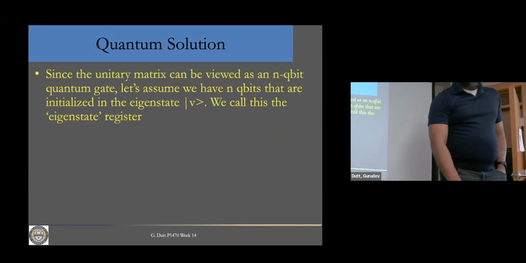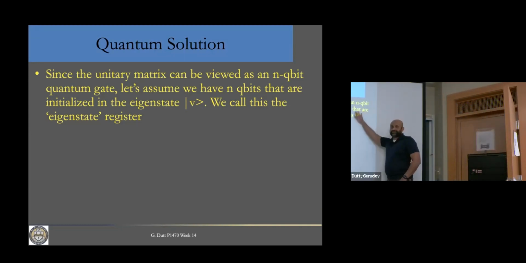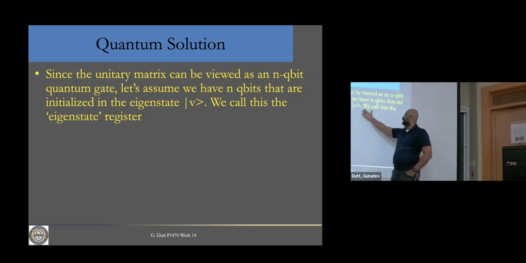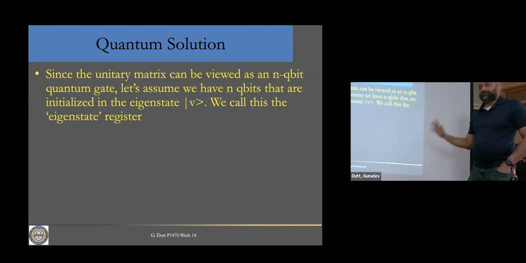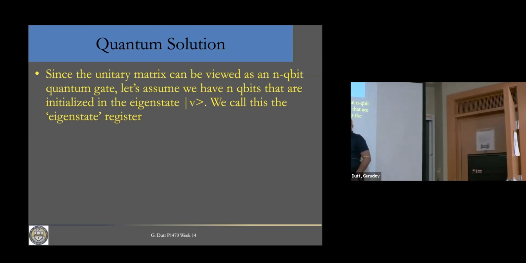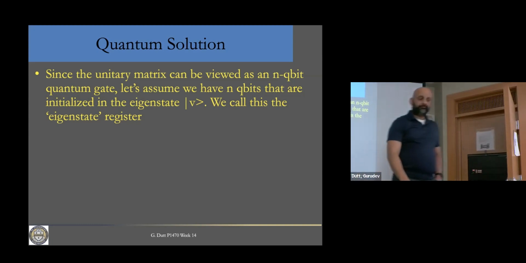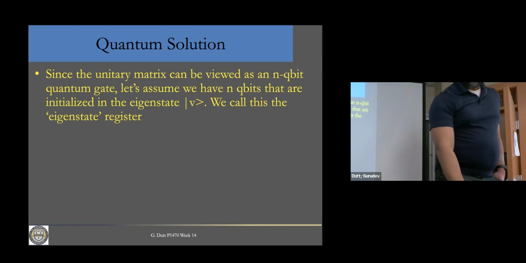Now we come to the quantum solution. The quantum solution is, we know the unitary matrix is working on an n-bit or n-qubit register. So we assume that we have n qubits, and let's assume for a minute that they are initialized in the eigenstate V. How we get to that is a separate question. We'll come to that, but let's just assume that we can do that. Then we call this the eigenstate register. And the unitary matrix, of course, can be viewed as some type of quantum gate.